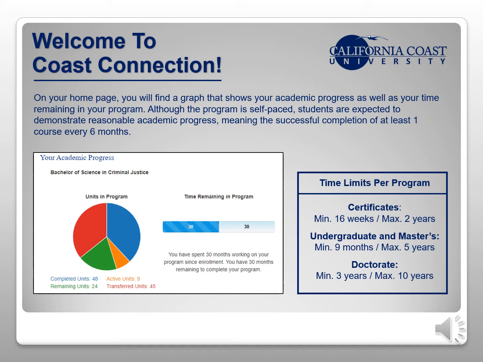Time limits per program. Certificates, minimum 16 weeks, maximum 2 years. Undergraduate and master's, minimum 9 months, maximum 5 years. Doctorate, minimum 3 years, maximum 10 years.